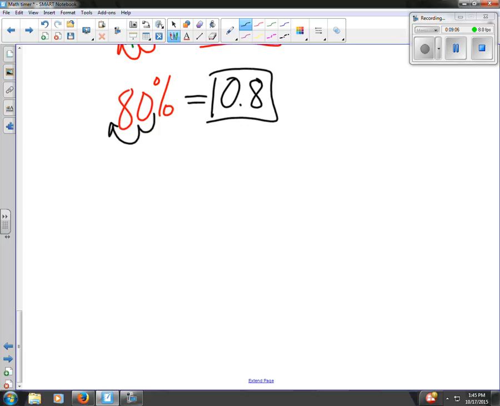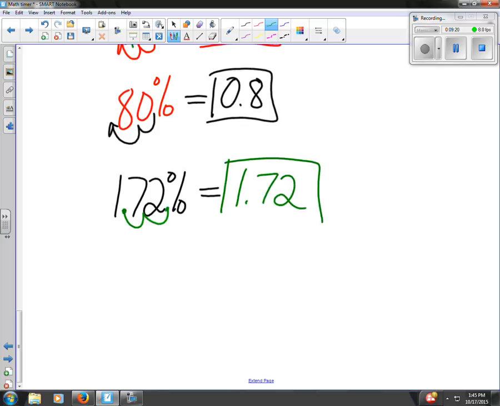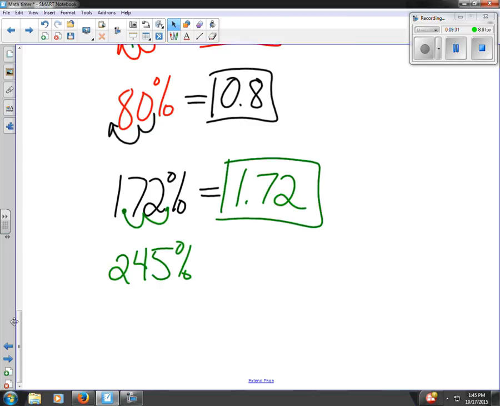Okay, 172%. I want to make it a decimal. Same procedure. Just 2 spaces. 1, 2. So it's 1.72 as a decimal. Just keep moving them to the left. Here's my percent, 245%. Going to make it into a decimal. Here's my decimal. Move it 2 spaces. 1, 2. So it's 2.45. That's my decimal.